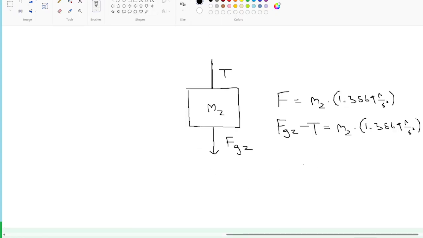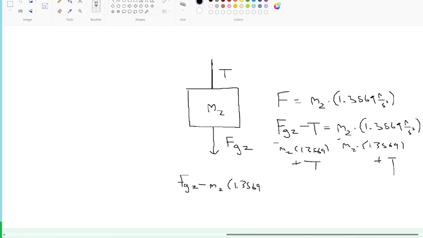So now we just solve for t. Let's manipulate this a little bit more. Fg2, subtract m2 times 1.3569 meters per second squared from both sides, and add t to both sides, and we'll end up with this final equation. Fg2 minus m2 times 1.3569 meters per second squared is equal to t.